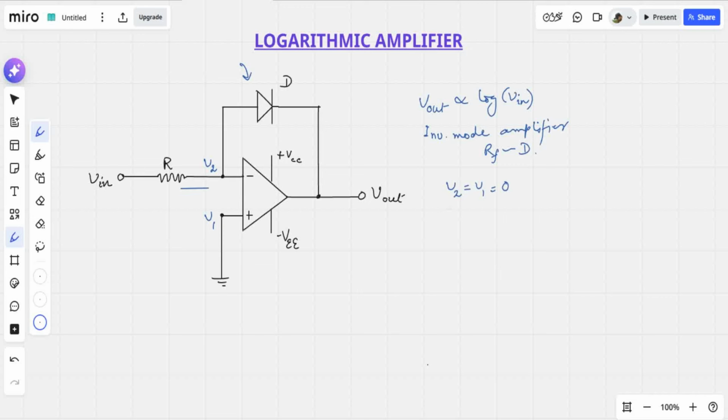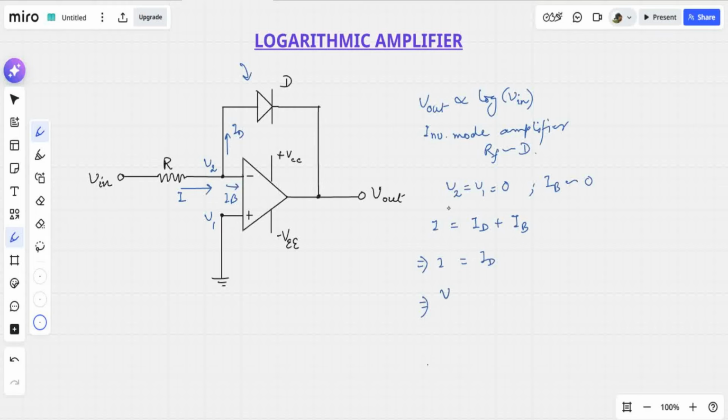Now whatever current comes through this terminal across the input, let us consider it as I. It gets divided into two paths, ID and IB. As we know, the input impedance of the op-amp is very high, so the practical value of IB becomes negligible. That means whatever current comes goes through ID. Using the KCL equation, I equals ID plus IB, where IB is 0, so I equals ID.